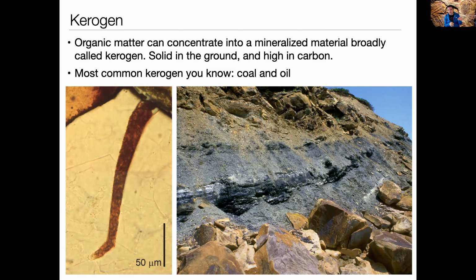Kerogen is a very broad class of materials. There's no specific formula for kerogen, but the most common kerogens you know are coal and oil. So there's a picture of a coal band there. That is all rock, right? It's coal, but it is a fossil rock. It is kerogen. It is the carbon-rich concentration of life forms that were dead and buried and compressed and transformed geologically over long periods of time. So that's an example of the chemical concentration.